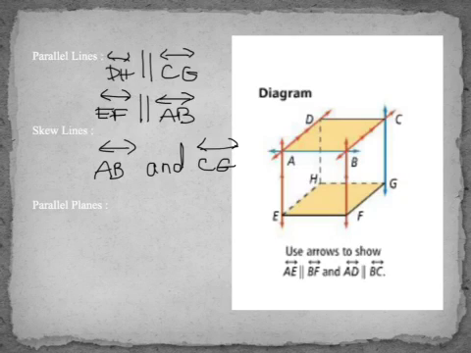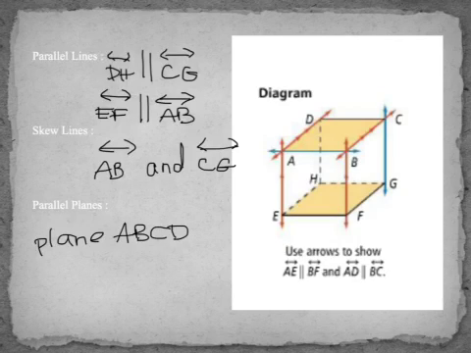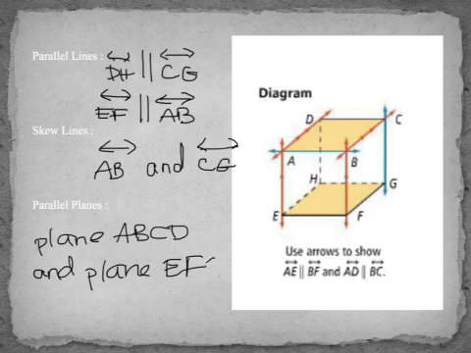Now, parallel planes would be the entire plane. So we're not just talking lines anymore. We're talking actual sides of this rectangular prism, which is representing planes going on all different directions. Well, we could say that plane ABCD, which is this top plane, is parallel to the shaded plane on the bottom, plane EFGH. So the actual planes will never intersect, which we talked about in Chapter 1.